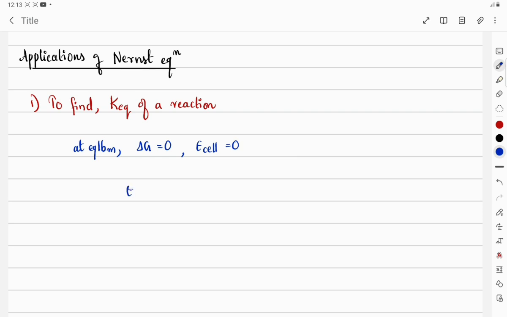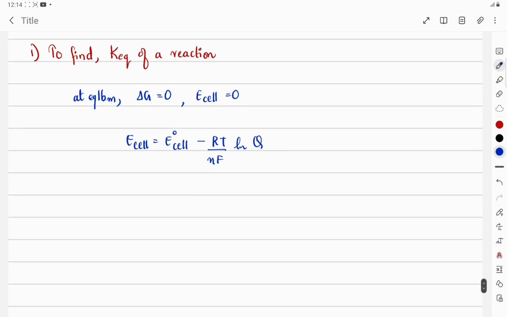Now let's rewrite the Nernst equation by putting E cell as 0. We know the Nernst equation is E cell equal to E0 cell minus, under standard conditions it is 0.0591, but let's use the general form, RT by NF ln Q. Since it is equilibrium, I will replace Q with K. Q will be equal to K equilibrium and E cell should be 0. So 0 is equal to E0 cell minus RT by NF ln K equilibrium.